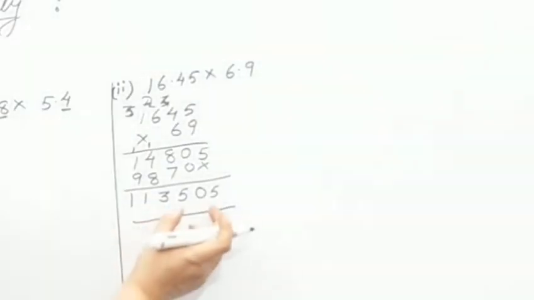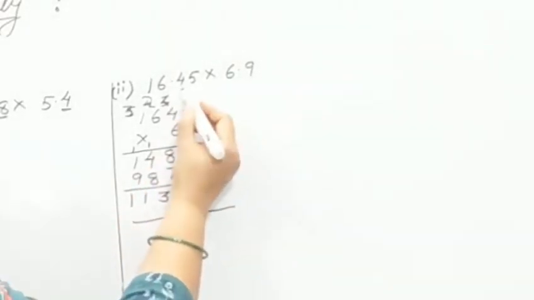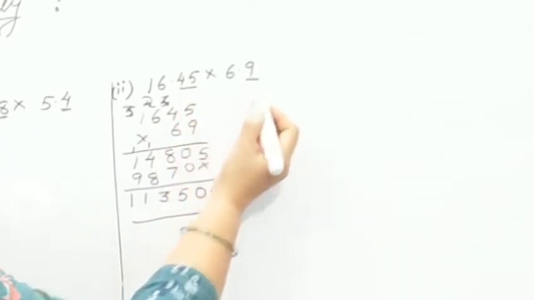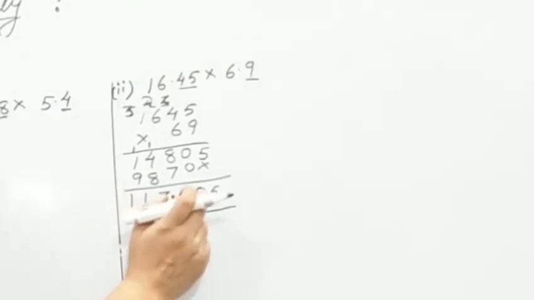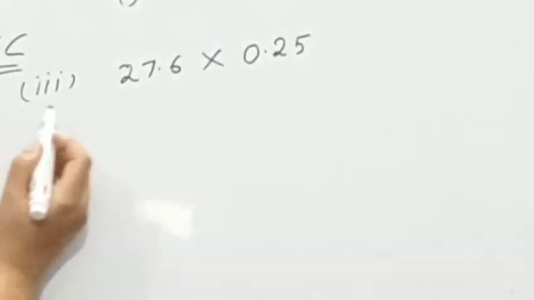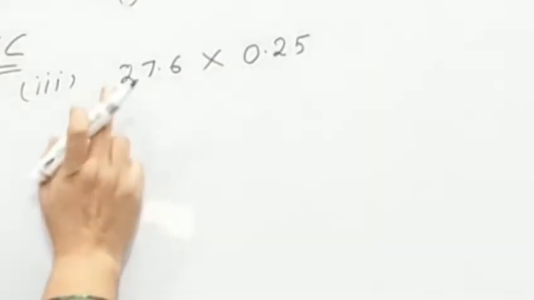Now let us move to the second and the final step. Count the total number of decimal places. 2 plus 1, total 3 decimal places. So your product should have how many decimal places? 3. So from the right, count 3 digits and put the decimal. 1, 2, 3, and then put the decimal before 3 digits. So the answer is 113.505.